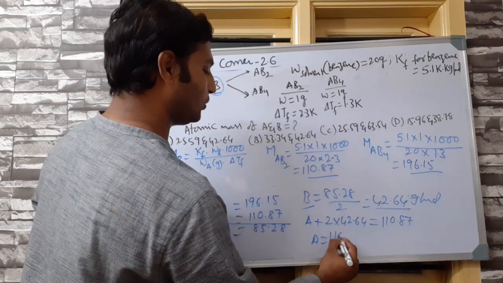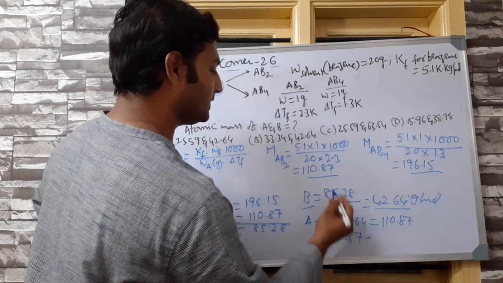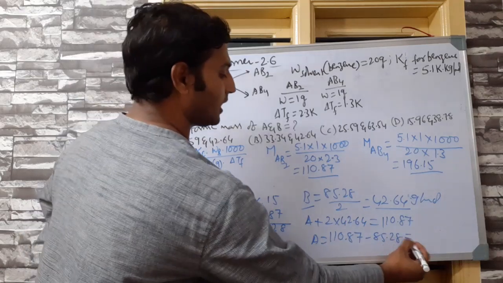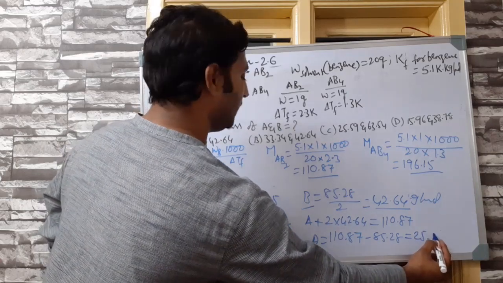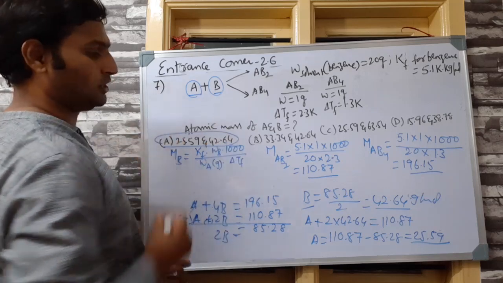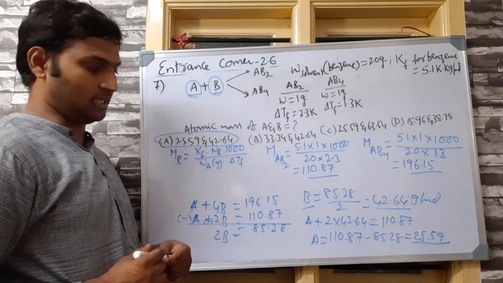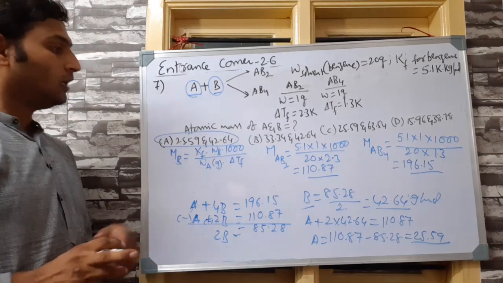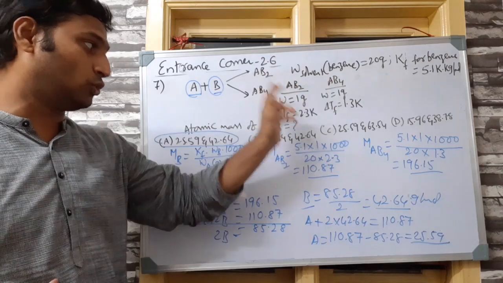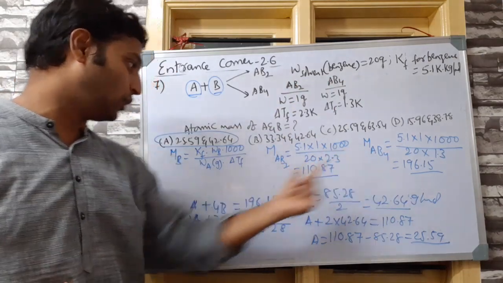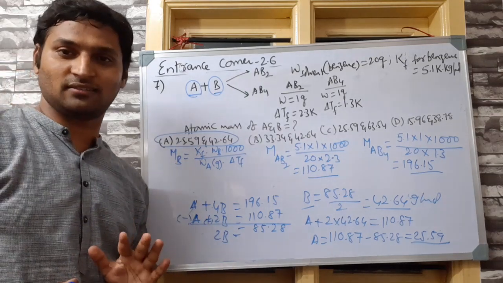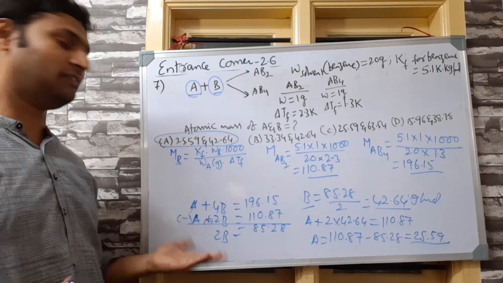Therefore A is equal to 110.87 minus 85.28, that is 2 into 42.64, comes out to be 25.59. So your answer will be option A. Is that clear? So from the information of the depression in freezing points for both the solutes, we found out molar masses of each solute using the formula which is familiar to us. Then rest of it is just mathematics. Only up to this it was chemistry, rest of it is just mathematics.